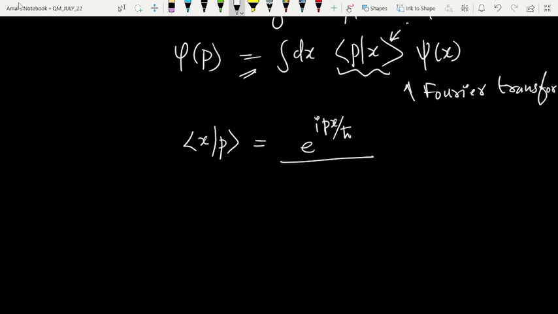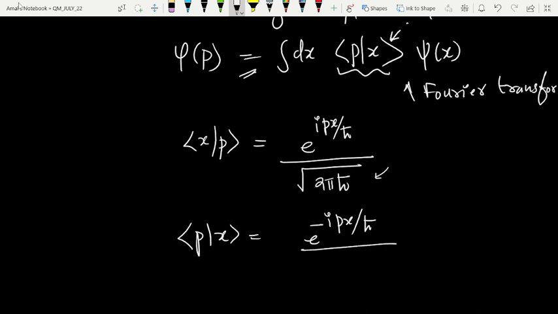And as a convention of Fourier transform, I am introducing a constant also, 2 pi h cross. So this is just a convention, this constant. And then this p with x will become just the complex conjugate, e raised to minus px by h cross, over square root of 2 pi h cross.